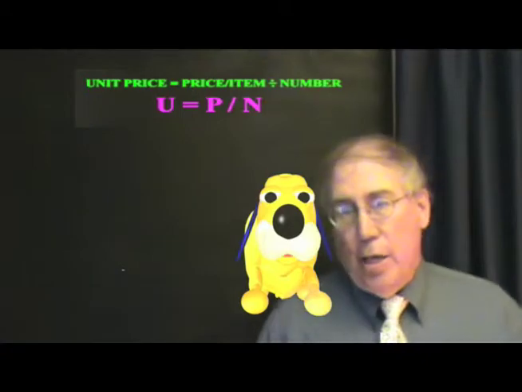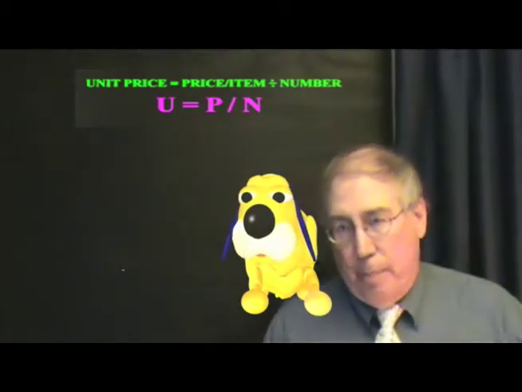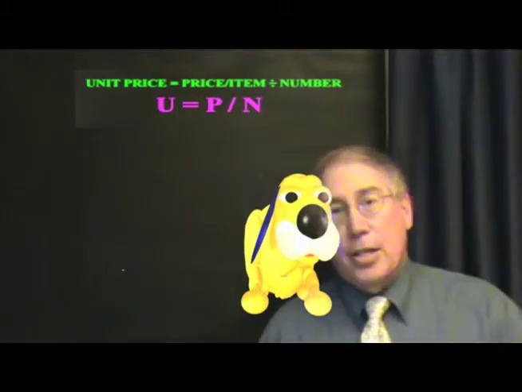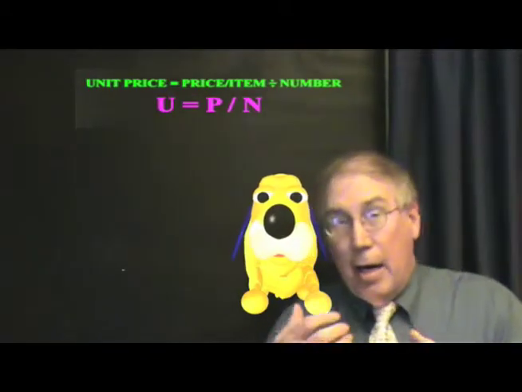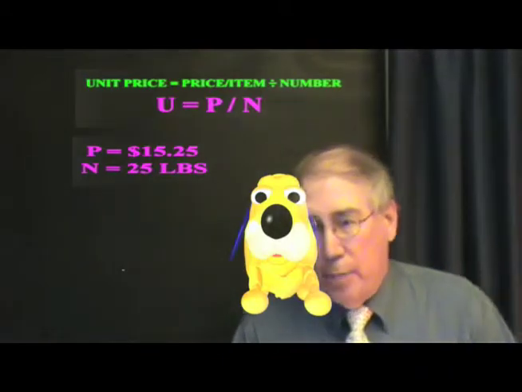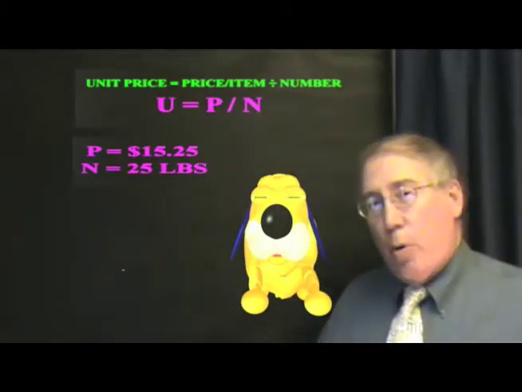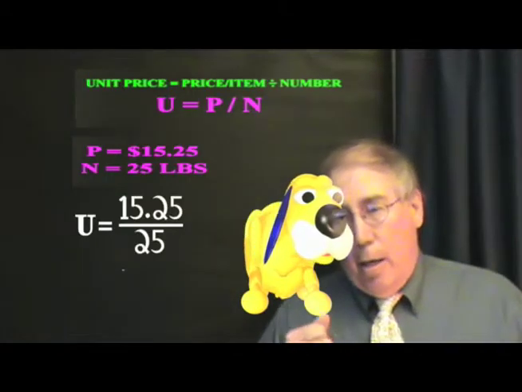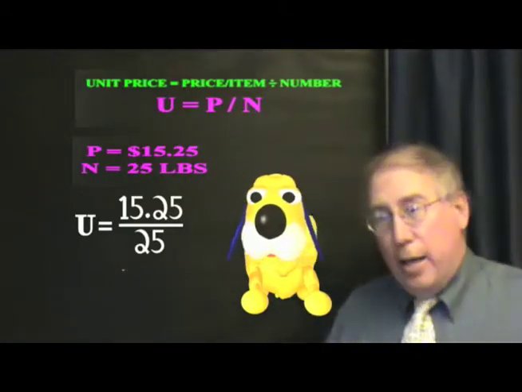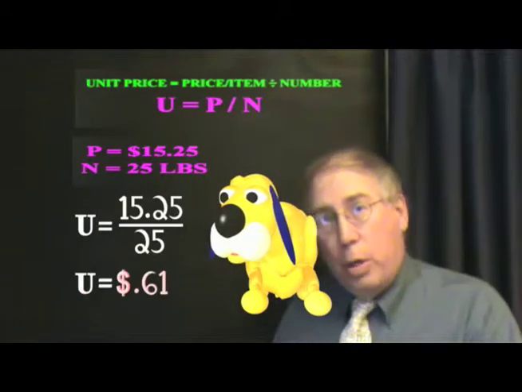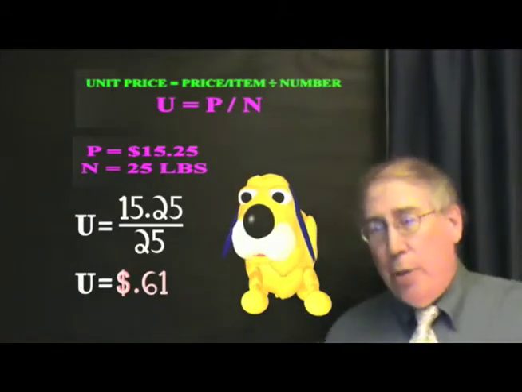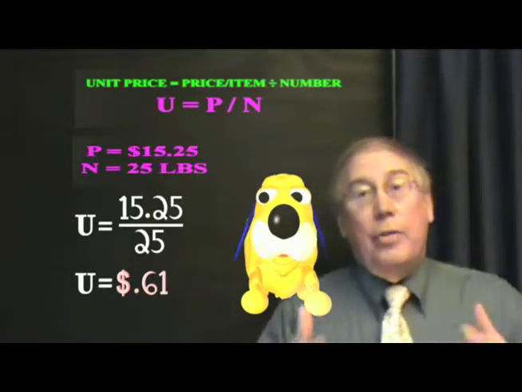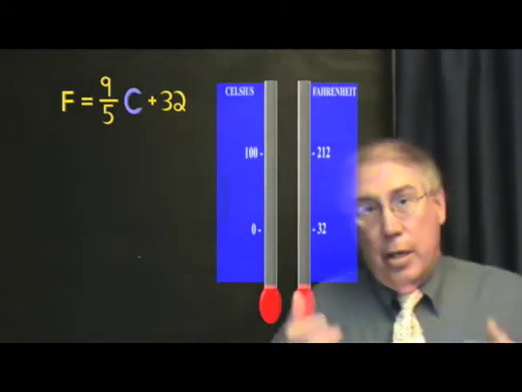In this next case, we're interested in the unit price, which is the price per item divided by the number of units. In this case, we're going to look at how much it is per pound. Let's suppose we're buying dog food here, and it costs $15.25 for a whole bag, and there's 25 pounds of it. Then we divide 25 into the $15.25, and that gives you 61 cents per pound.